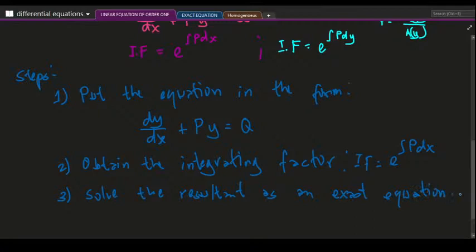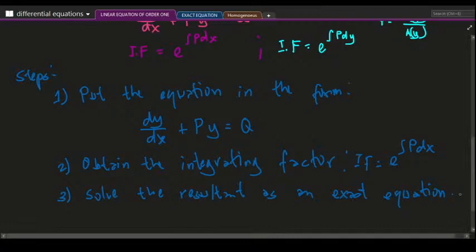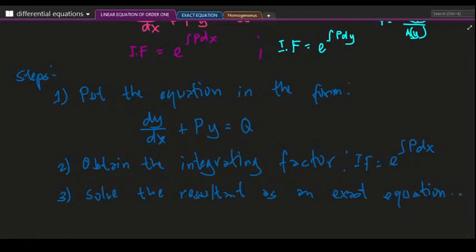Okay, so we have 3 steps in solving a linear equation of order 1 using the integrating factor method. First, we need to put the equation in the form dy/dx plus p of y is equal to q. Then the second is obtain the integrating factor. Our integrating factor is equal to e raised to the power of the integral of p dx. Then solve the resultant as an exact equation.